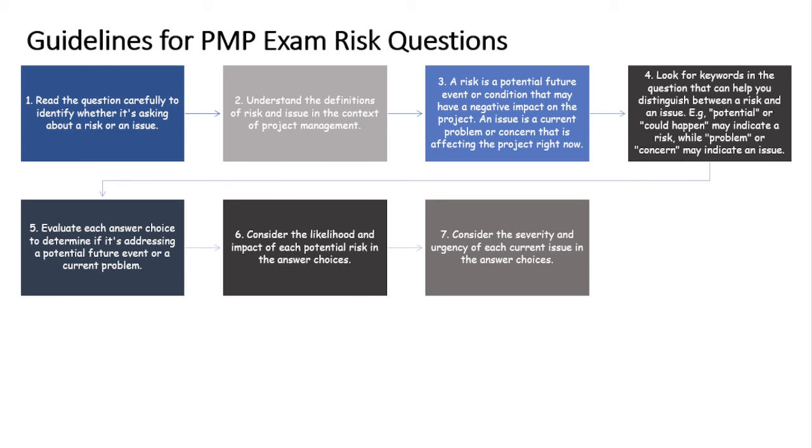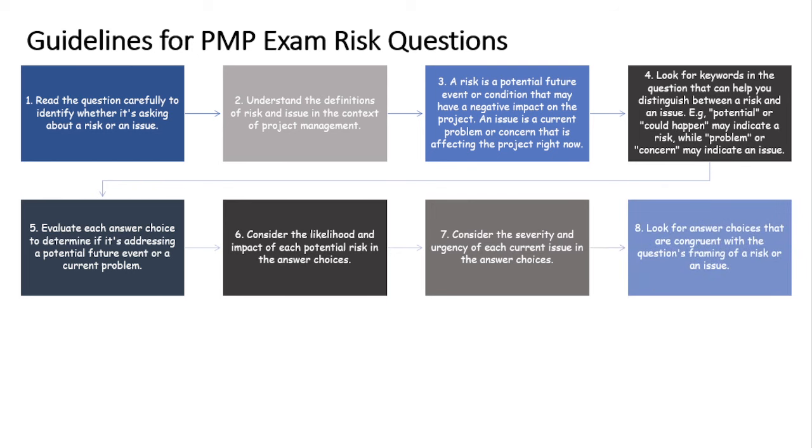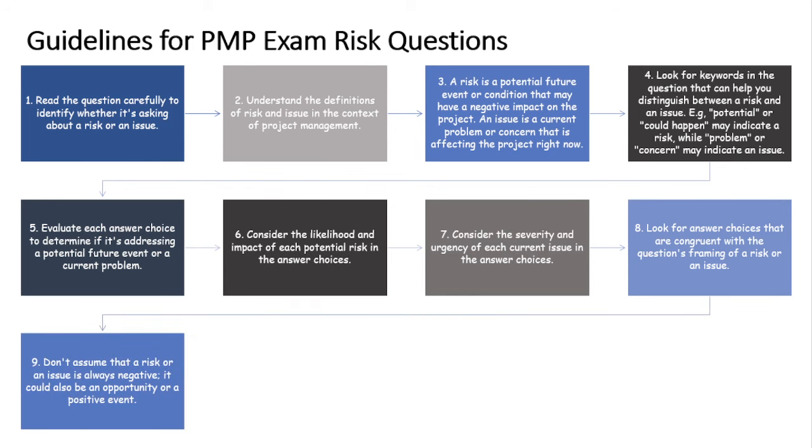So if you're working with a question where there's a lot that could be affected, you need to factor that into the options you're given. Number 8, look for answer choices that are congruent with the question's framing of a risk or an issue. If you get answer choices that allude to dealing with an issue, be careful. Number 9, don't assume that a risk or an issue is always negative. It could be an opportunity or a positive event. There are sometimes things of a positive nature that are issues to talk about because it becomes important.